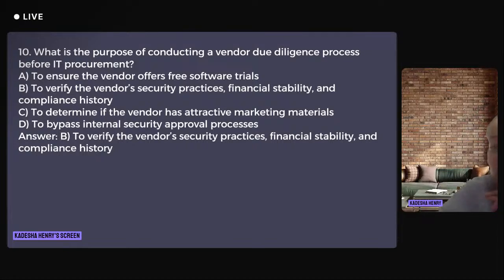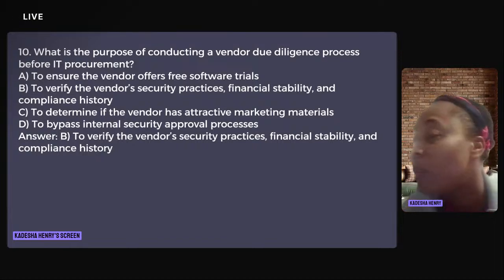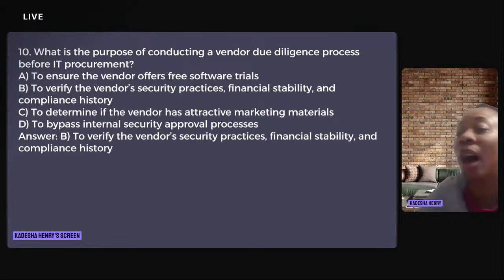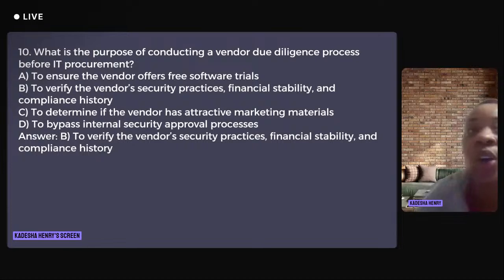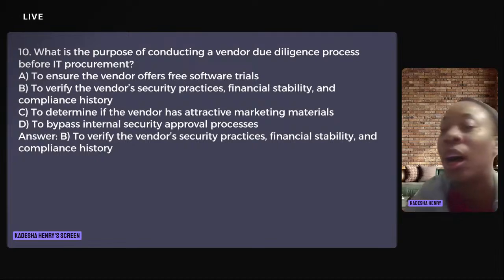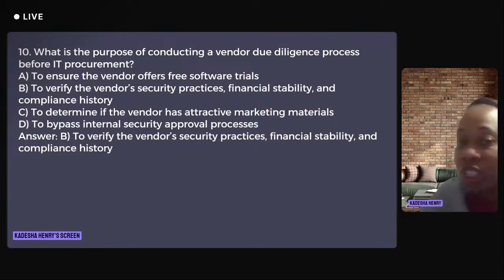So number 10, what is the purpose of conducting a vendor due diligence process before IT procurement? Why do we do our due diligence when we're trying to find a lawyer? Or sometimes when we're trying to find a doctor, we do our due diligence. We want to know which is the best social media platform. We do all of that. What is the best doctor? So we do our due diligence and we research them, right?